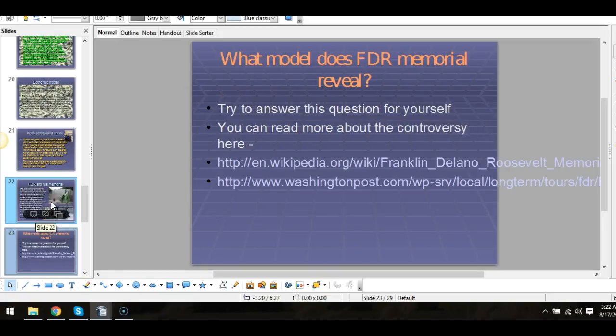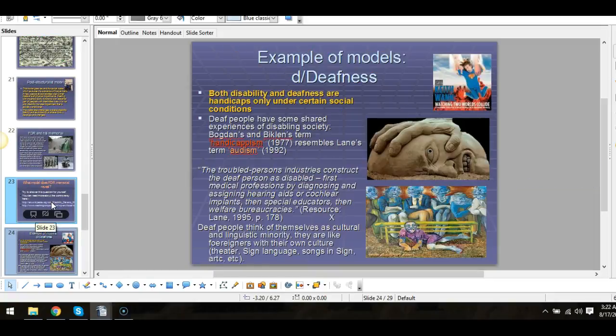I am wondering what model or models does the FDR memorial reveal? You can answer that to yourself. And if you want to read more about the controversy, here's a link to another article.